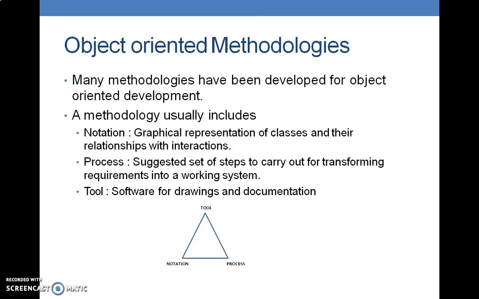And then process. Process is a step-by-step process and gives the requirement for transforming the working process. Tool is software for drawing and documentation. If you take a tool, for example Paint, in the toolbox we have tools. In this, we have the pencil, rectangle, circle, like that and all. We take the tool for drawing the diagram.